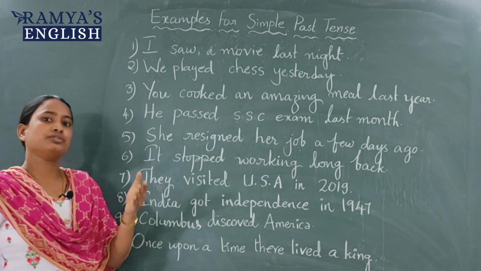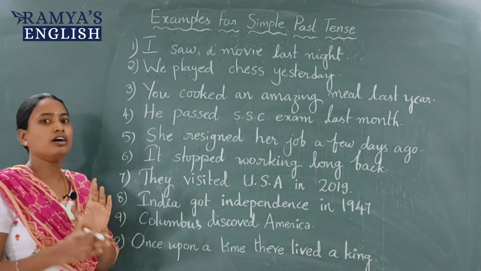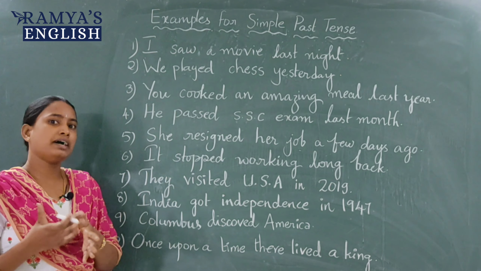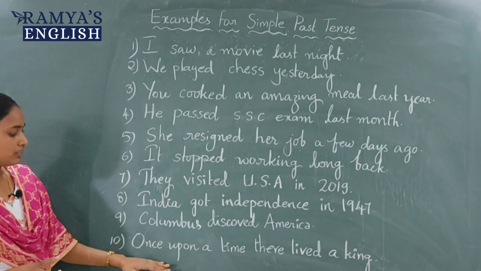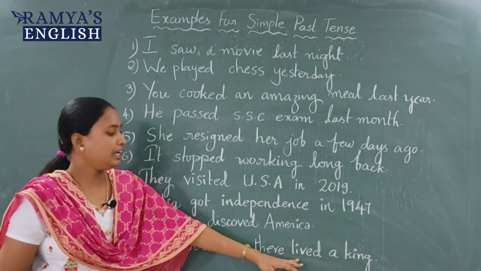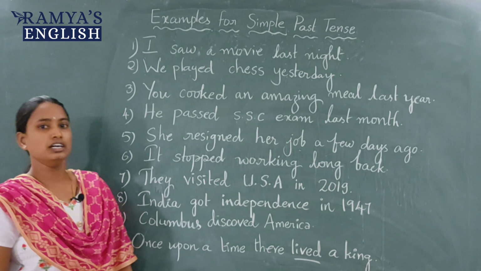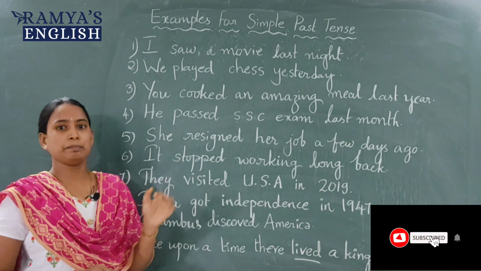So throughout the story we should maintain only simple past tense or any tenses related to past tense, past perfect, past continuous. So we can use any tense. Once upon a time there lived a king. Here lived is V2 and king is the object. So all these are the examples of simple past tense.